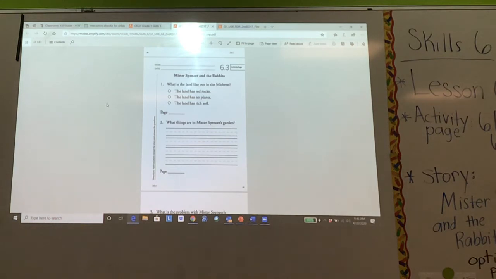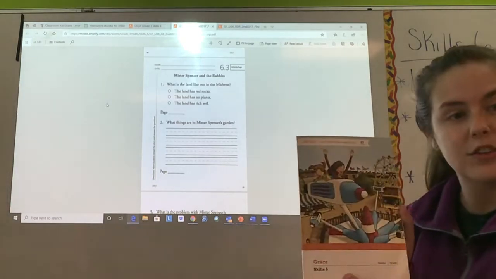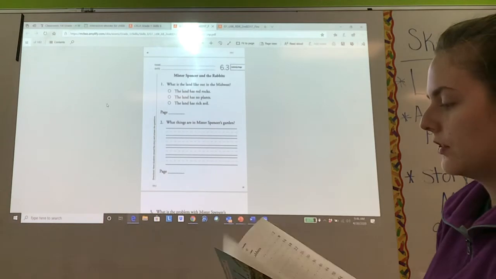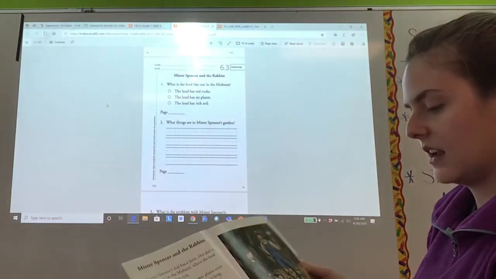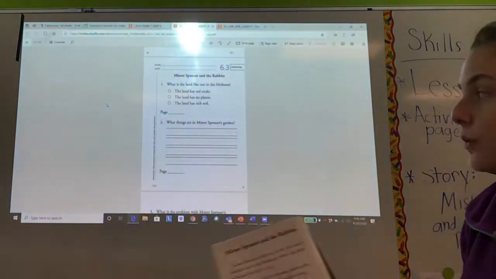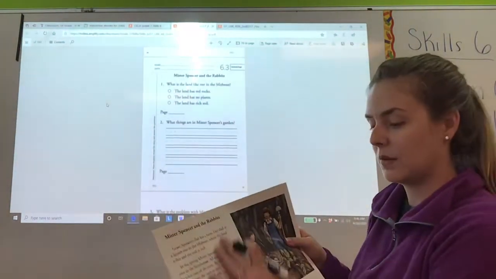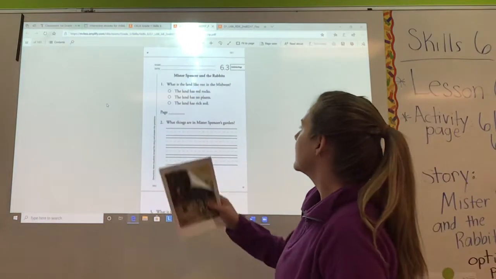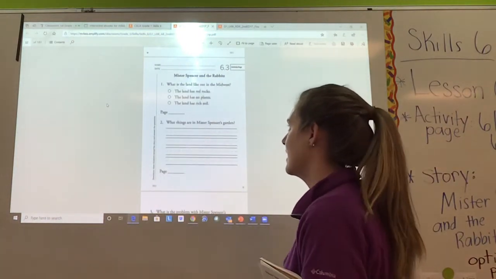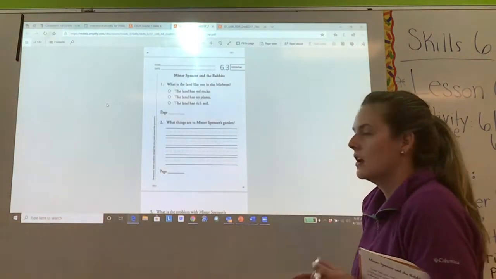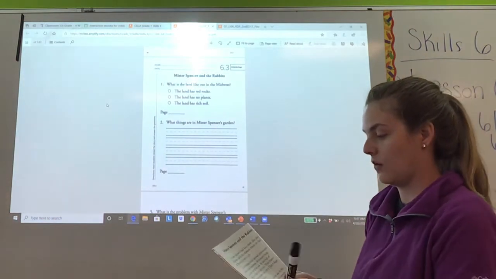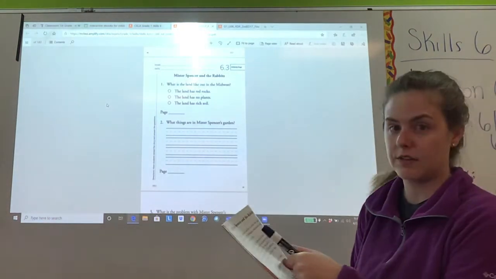Okay, sweet friends. If you happen to have your reader, you can go ahead and pull it out. Our story began on page 2. We need to look at the page where we find the answer. It says, what is the land like out in the Midwest? I remember that it talked about what it was like right here, so I'm going to reread it.